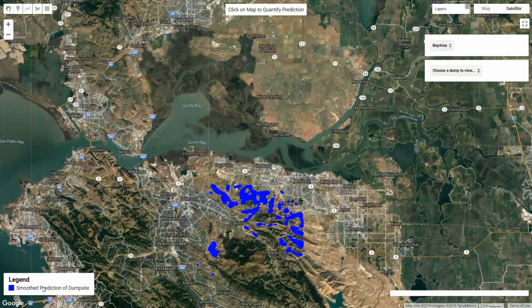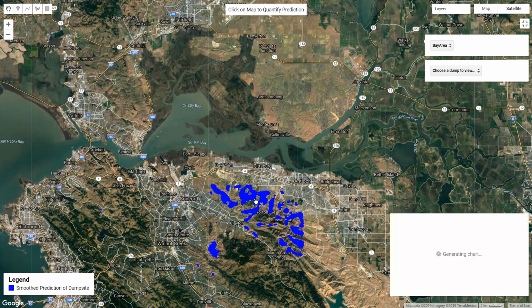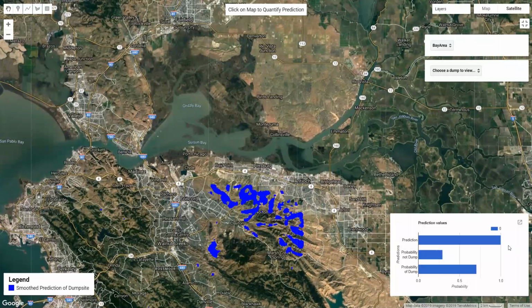The legend here on the bottom left-hand corner tells us that the blue represents smooth predictions of dump sites. If you click on one of these areas, you can see the value of the prediction in terms of probability. Here we can see that the probability that that location is a dump site is over 70%. We can also choose to view dump sites around the world.